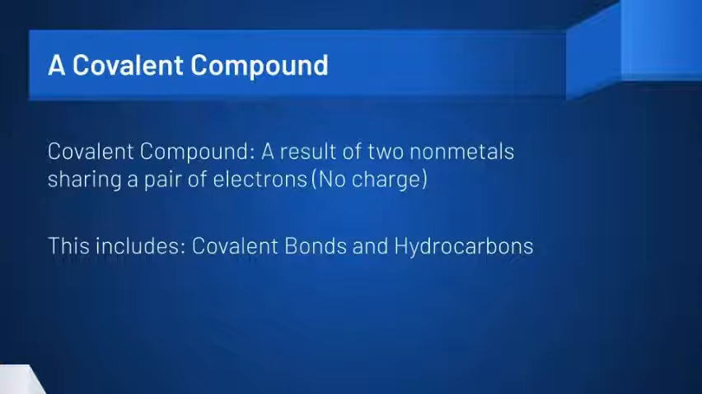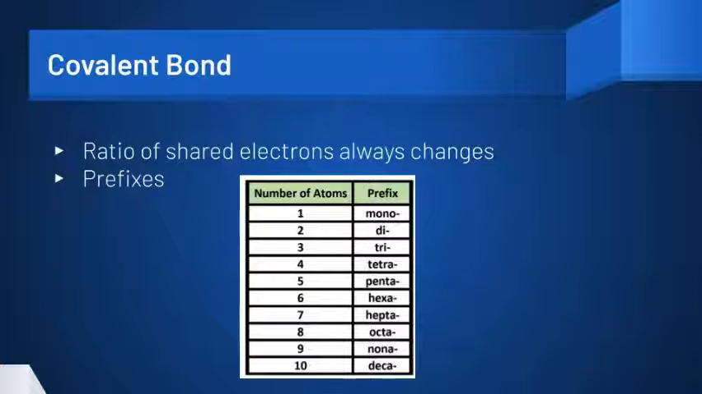Next, we'll be taking a look at covalent compounds. Covalent compounds are just a result of 2 nonmetals sharing a pair of electrons with each other and equaling out to no charge. This includes covalent bonds and hydrocarbons. Covalent bonds are unlike those of ionic bonds, as we explained earlier, because covalent bonds have a ratio of shared electrons that equal out to 0. They do not have a charge.